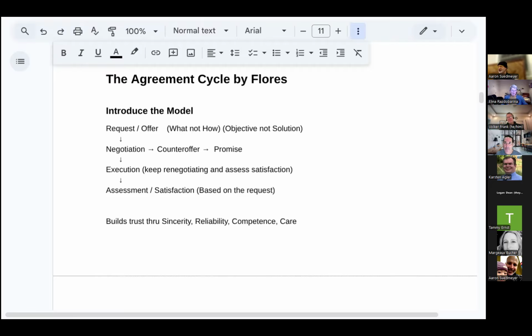Let's have someone else share. I'm curious. Yeah, that was a great one. Who else would like to share? I can go. Yeah, Karsten.